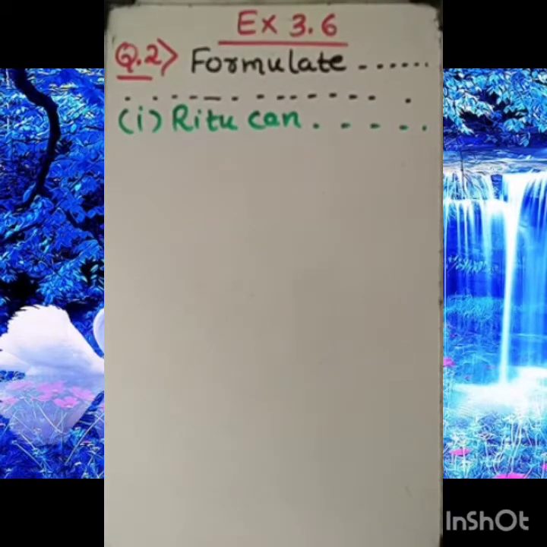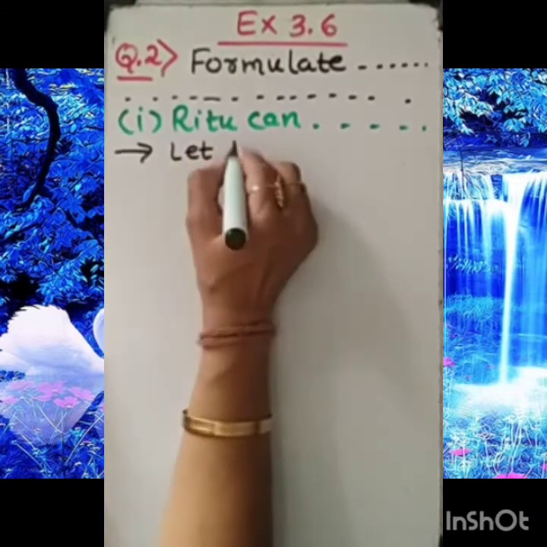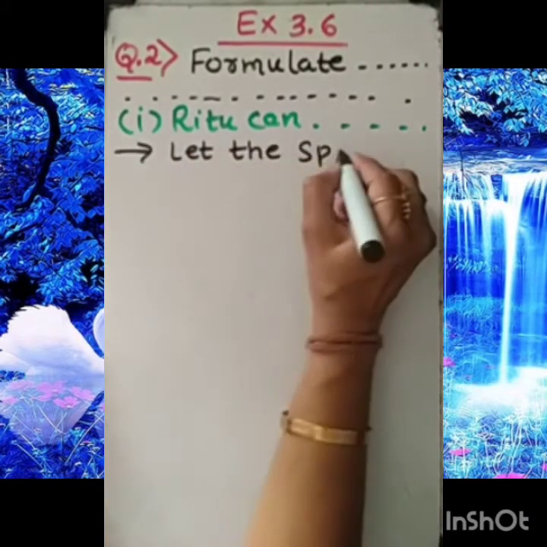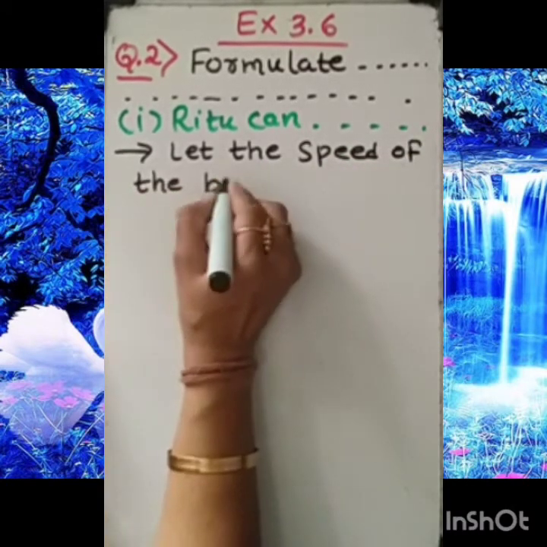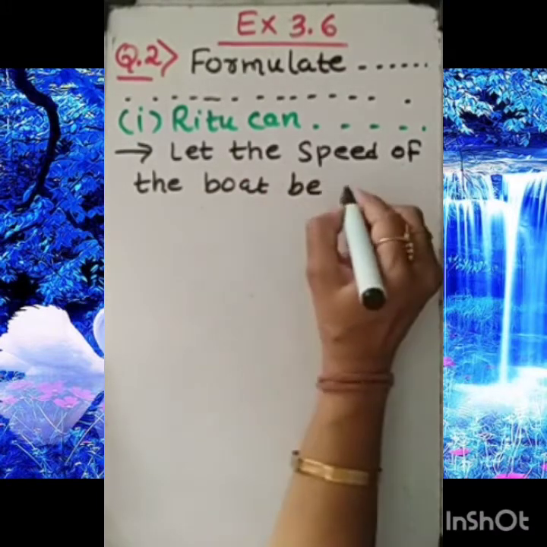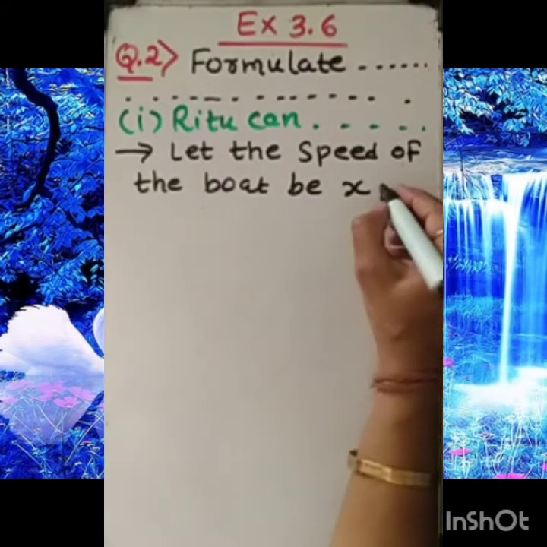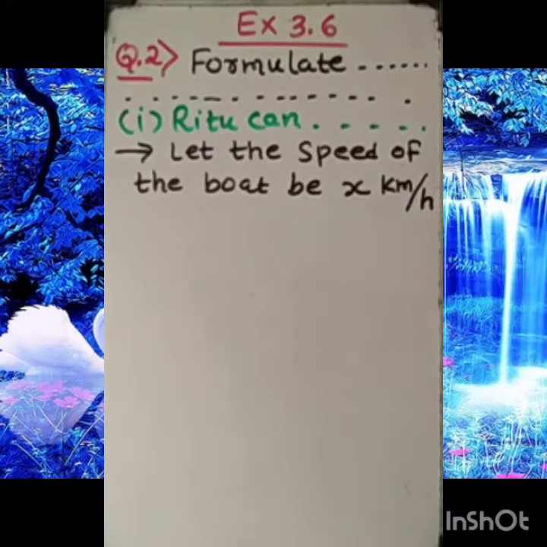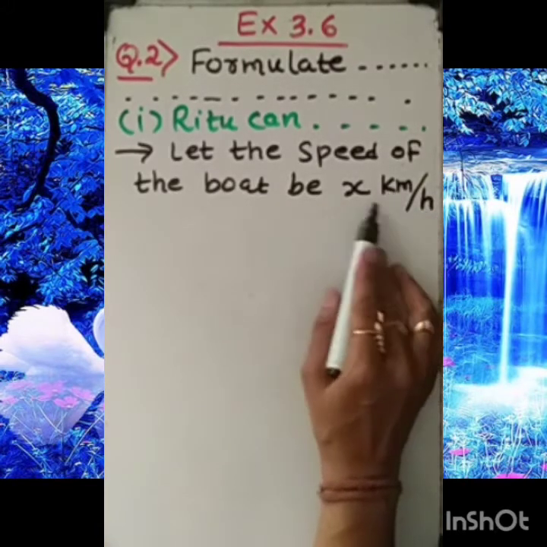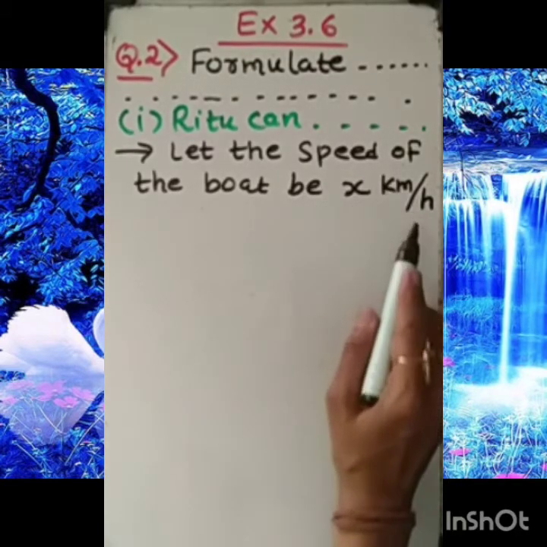So we need to write here: let the speed of the boat be x kilometer per hour. The unit of speed, as you know very well, is kilometer per hour. For the speed of the boat we are considering x kilometer per hour.